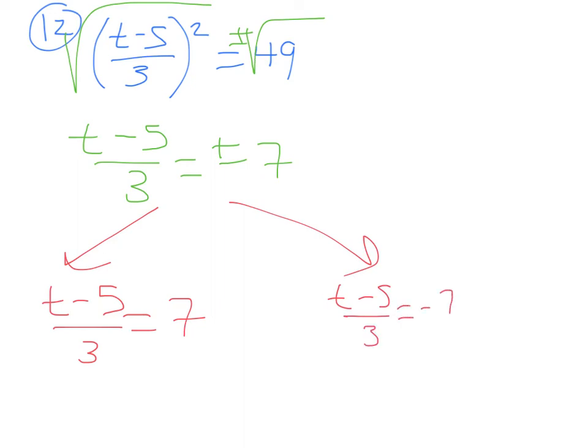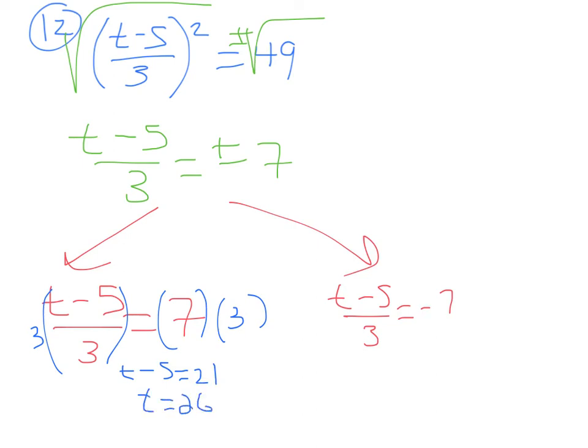So now I will multiply both sides by 3. I have to get rid of that 3, otherwise I can't get that t by itself. That gives me t minus 5 is 21. And last of all, I add 5 to both sides, I get t equals 26. And on the rightmost problem, I'm going to write it as t minus 5 equals negative 21. I multiply both sides by 3 again. And when I add 5 to both sides, I get t equals negative 16. So that is my second answer.